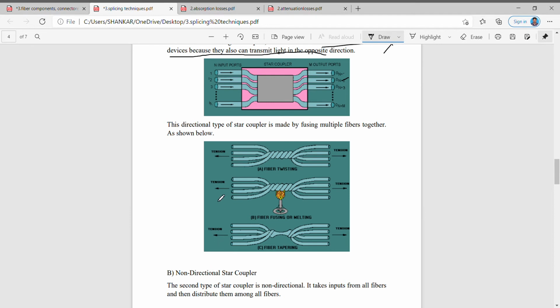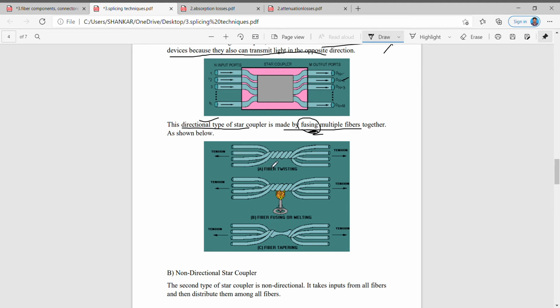Okay, now see the diagram here. This directional coupler type is made by fusing multiple fibers. So how can you design the directional type star coupler, which is made using the fusing technique? Just previously we were discussing fusion splicing. There are two types of splicing techniques: fusion splicing and mechanical splicing. In fusion splicing, we use heat and electric arc to permanently join two or more optical fibers. Here we are using the fusion technique.